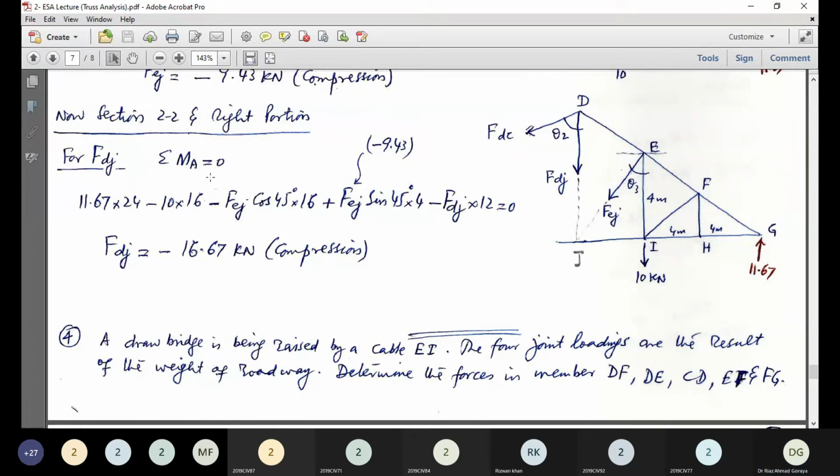So the equation will be this reaction 11.67 into 24 minus 10 into 16. ये वो हैं जो forces हैं. अब यहाँ पे मेंबर फोर्स आएगी माइनस FEJ cos 45 into 16 minus FEJ, which was determined earlier, FEJ sin 45 into 4 minus FDJ into 12 equal to 0. This will give us minus 16.67 kilonewton. That is the compression.